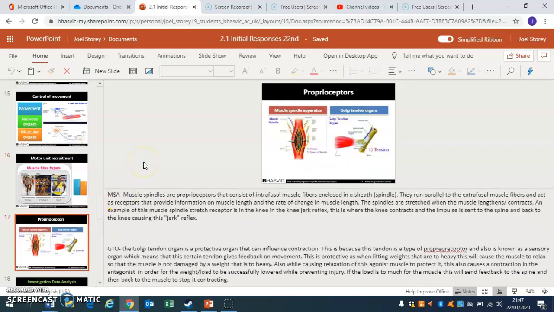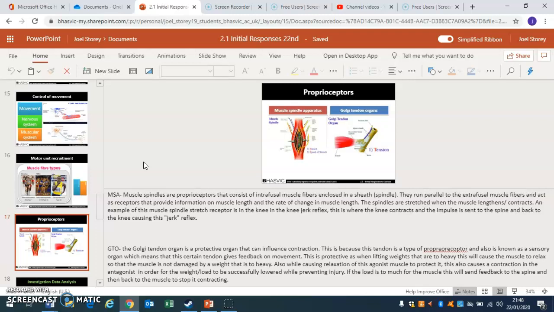Proprioceptors. Muscle spindles are proprioceptors that consist of intrafusal muscle fibers enclosed in a spindle sheath. They run parallel to the extrafusal muscle fibers and act as receptors that provide information on muscle length and rate of change in muscle length. These spindles are stretched when the muscle lengthens. An example of this muscle spindle stretch receptor is the knee jerk reflex.